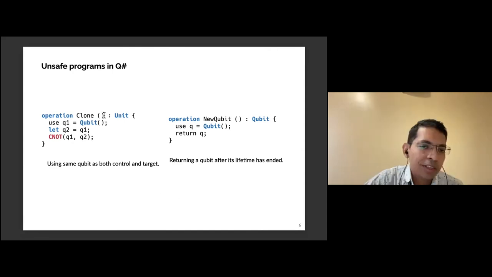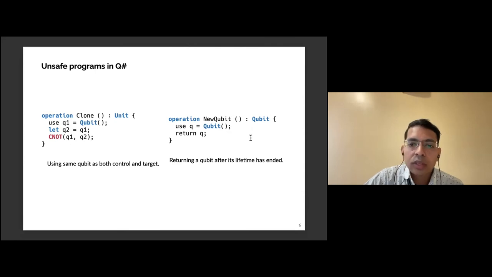Cloning operation, which takes a qubit, creates a new qubit, makes a copy of that. So this is just copying the qubit and then applies CNOT. So this is using the same qubit as both the control and target of CNOT, which is effectively cloning the qubit. But it currently passes the Q-sharp type checker and fails at runtime in the simulator.